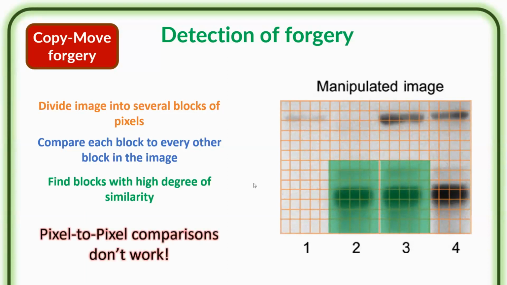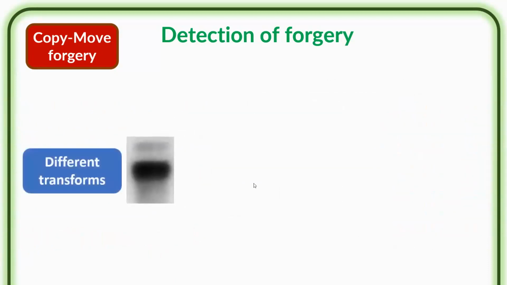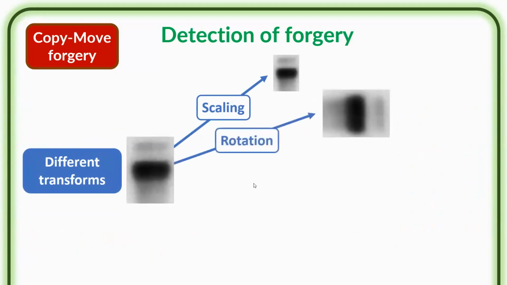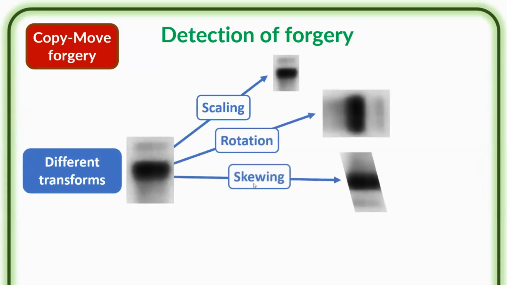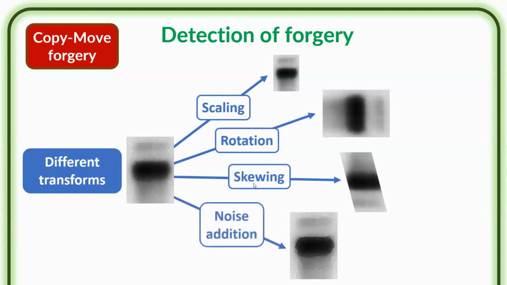Because pixel-to-pixel comparisons don't work. What do I mean by that? Let's say this was the band that I actually copied over to the next panel. I can apply different transforms to it before copying it. It could be scaling, so I'm increasing or decreasing the size of the band. I can rotate the band. I can skew the band. I can also add some noise to the band. All these things change the pixel density, pixel distribution, brightness, and all these characteristics. So just a pixel-to-pixel block comparison doesn't work.